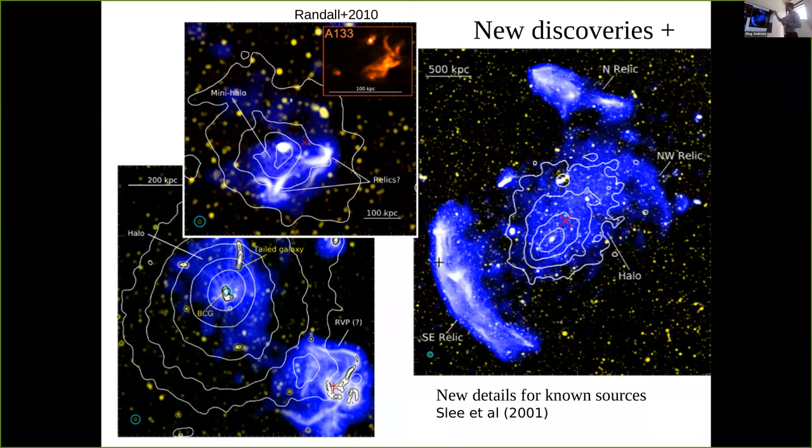We are able to detect new structures and new emission in finer detail. On the right-hand side, you can see in blue the radio emission at 1.28 gigahertz, overlaid on the optical image, and in white the superposition of the X-ray emission. We are able to find new details for known sources, for example detecting in more detail relics and mini halos that were just candidates or were not known before, as well as tailed galaxies.